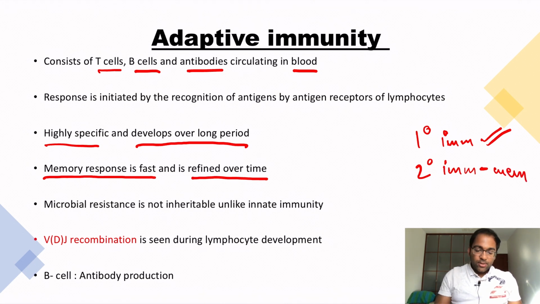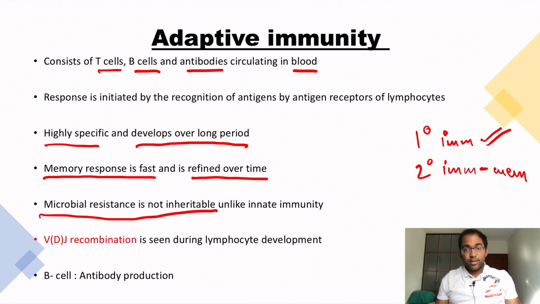Now microbial resistance is not inheritable, unlike innate immunity. VDJ recombination is seen during lymphocyte development. Now what is this VDJ recombination and what does it stand for? Why do we require VDJ recombination? I'm going to be talking about that in the next slide. Now we have a B cell, of course, and B cells are responsible for antibody production. Exactly speaking, plasma cells are responsible for antibody production.